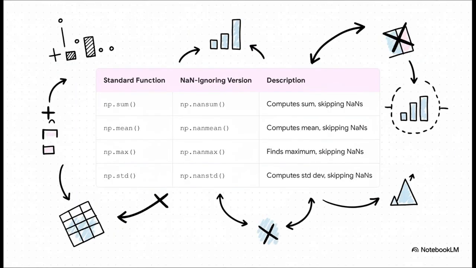Now, while filtering with masks is great, sometimes you just want the easy button. And luckily, NumPy has one. For a ton of common calculations like sum, mean, and max, there's a special nan-aware version. All you do is tack nan onto the front of the function name. These are just so convenient. They do all the filtering for you behind the scenes. Honestly, 90% of the time, this is going to be the quickest and cleanest way to get the job done.